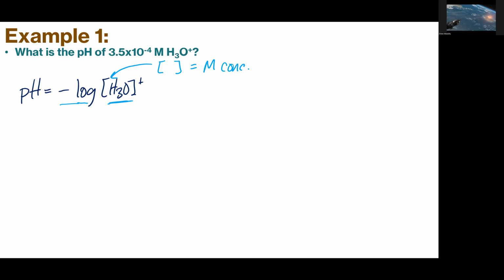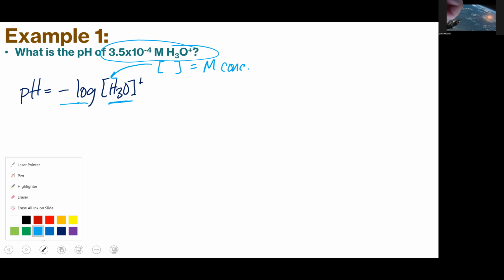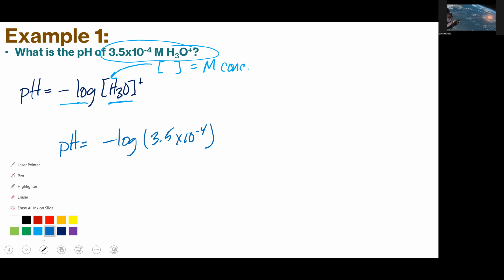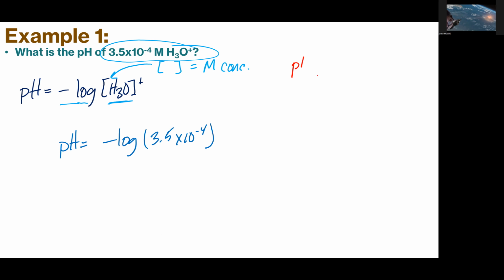If I tell you we have an H3O plus concentration of 3.5 times 10 to the minus 4, then we can say that our pH is equal to minus the log of 3.5 times 10 to the minus 4. We don't need units on here because pH has no unit. Let's make a note of that too, because that'll be delightful for us. pH has no unit.